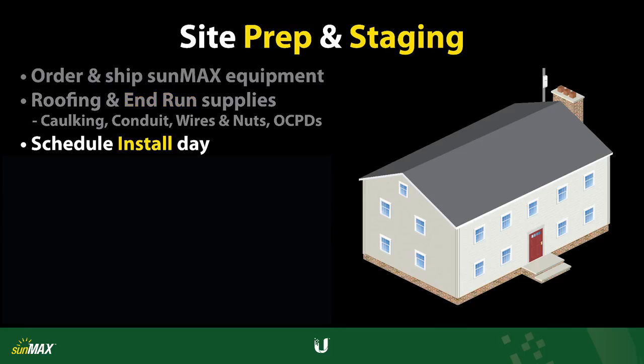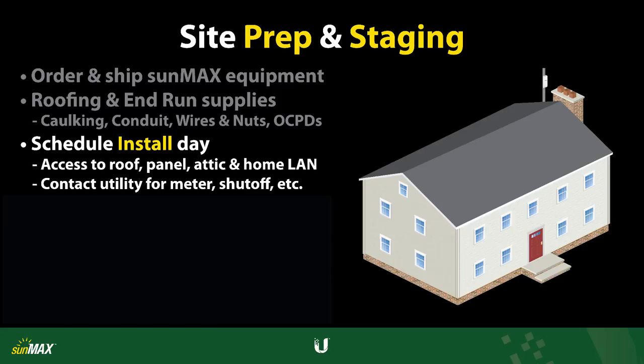Besides scheduling on a day when weather is appropriate, you should also schedule the install at a time when the homeowner is present in order to gain access to the roof and main AC service panel, and potentially other areas of the house, like the attic, should you need to identify the location of rafters. You may also need to contact the local utility prior to installation to acquire a bidirectional meter and/or shut off power to the home, like when a supply-side connection is planned.